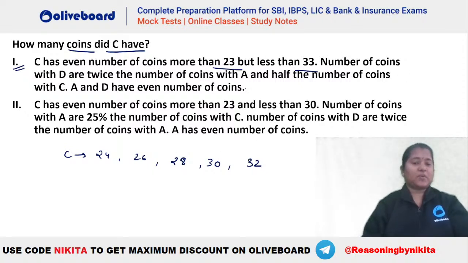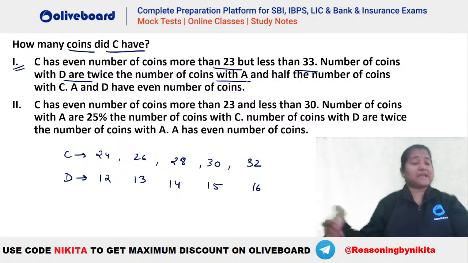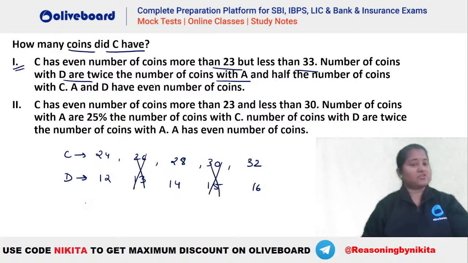Number of coins with D are twice that of A and half that of C. So you can see D should have half of C. That means either 12, 13, 14, 15 or 16. But it also has to be twice that of A, right? So that means it has to be a multiple of 2, isn't it? Because D has twice of A. That means 13 and 26 are not possibilities, and similarly 30 and 50 are also not possibilities. So how much should A have? D has twice of A. That means you can see 6 here, 7 here or 8 here, right? So these are the possibilities from the first one.